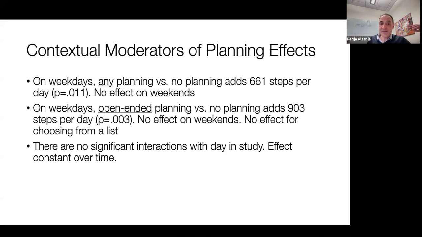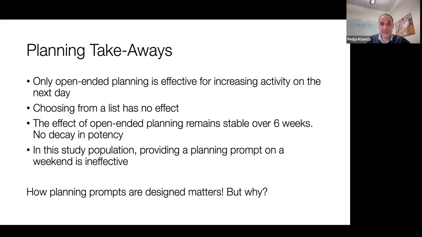And what is interesting, at least from my perspective for a mobile health study, is that there was no decay in the effectiveness of planning. So insofar as we had an effect, it stayed constant over the course of time, right? And so the takeaway from this is that really only open-ended planning actually did something, right? There was no effect for choosing from the list, and that effect stayed stable over 6 weeks.